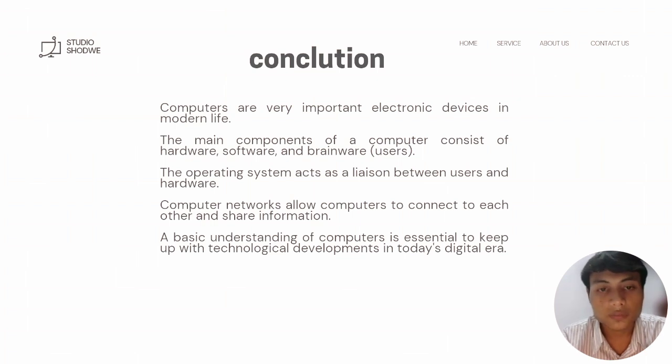Conclusion: computers are very important electronic devices in modern life. The main components of a computer consist of hardware, software, and firmware. The operating system acts as a liaison between the user and the hardware. Network components allow computers to connect to each other and share information. A basic understanding of computers is essential to keep up with technological development in today's digital era.